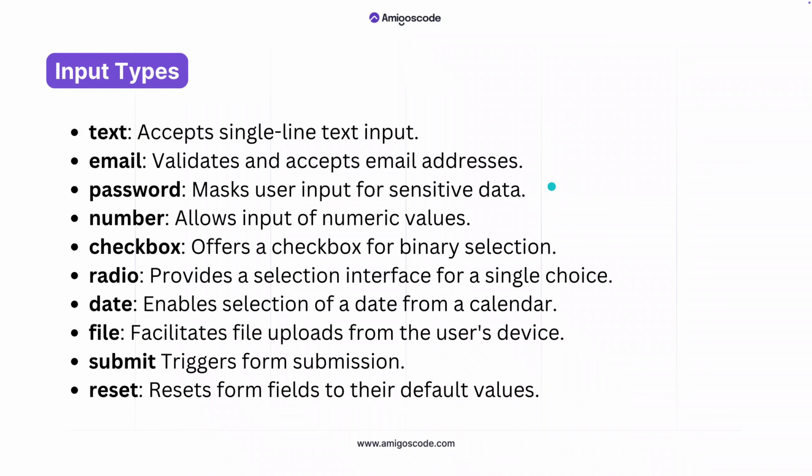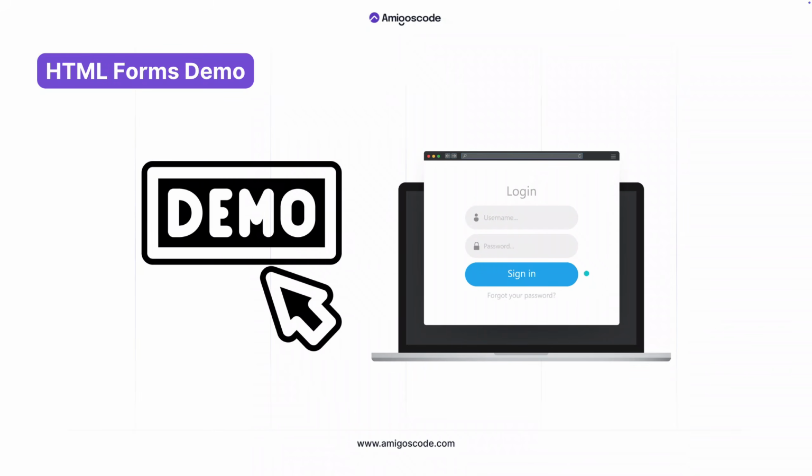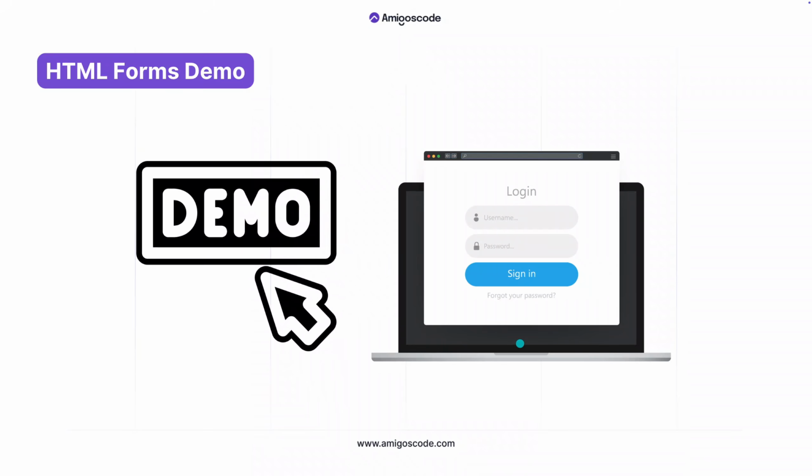The same way that you've learned tags and attributes, we have form attributes in here. The action attribute determines the destination where the form data is sent. We have the method, which specifies the HTTP type, get or post. We have the name attribute, which assigns a unique identifier to the form for referencing purposes. And then we have the required attribute. So this mandates the completion of specific fields, ensuring essential data is captured before submission. So this is the gist. Next, let me go ahead and show you how to build this simple HTML form.